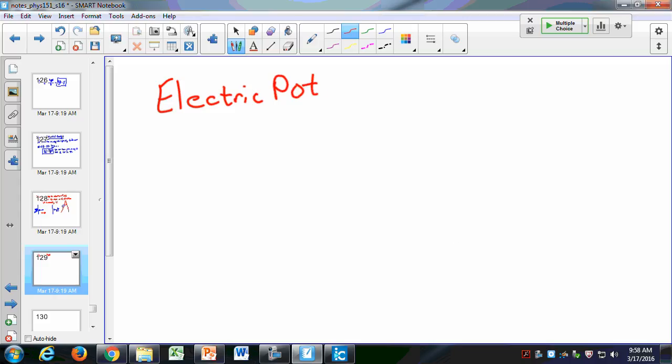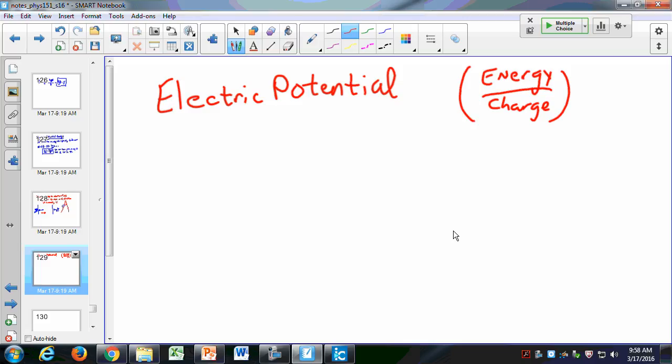Electric potential. This is a measure, as I said in the very beginning, of energy per charge. So it's very similar to our gravitational potential, or excuse me, our electric potential energy, which we just saw before. We can think of potential, we're going to use V, as energy per charge. I'm going to call it U over Q. Right, this is our potential energy.